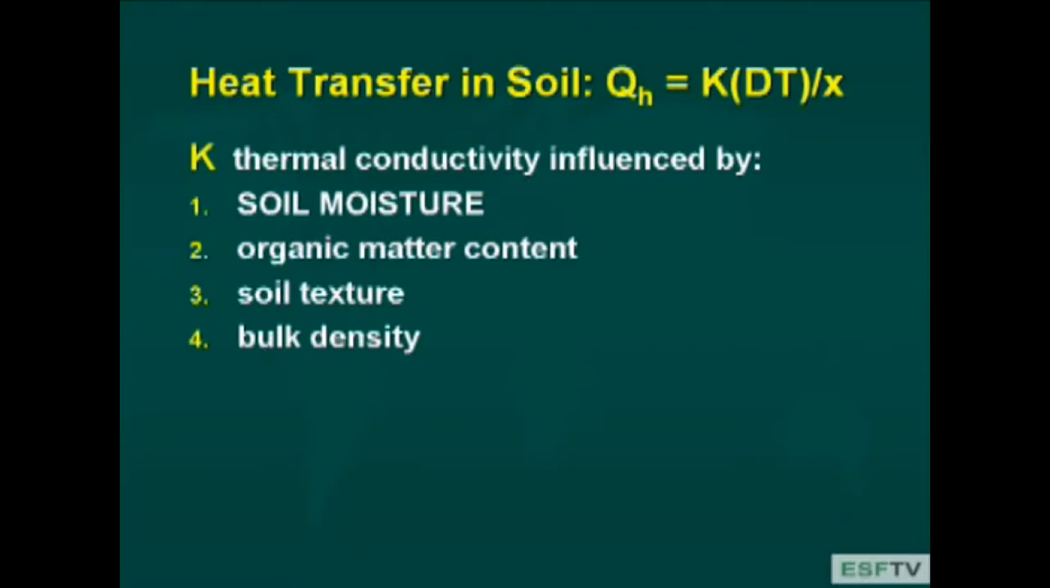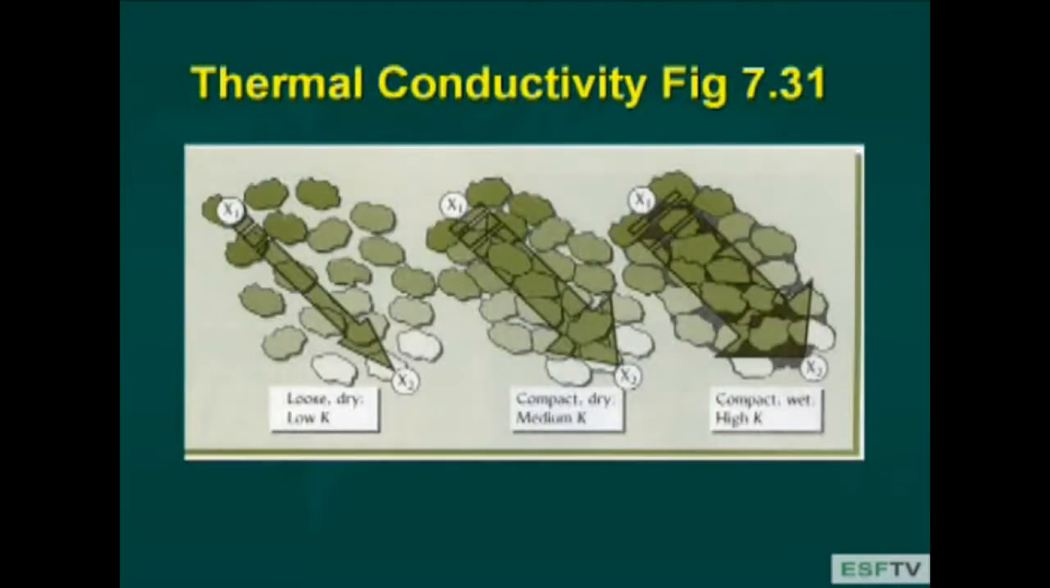There's a nice illustration of this concept in the book, in figure 7.31. This shows some low K, loose and dry soils, and you see there's a lot of airspace illustrated. You compact that same soil, reduce the airspace, and it increases the K, the thermal conductivity. Then you put in water, and it increases it further. So this really illustrates that important aspect of airspace. Air is an insulator, and to the extent that you can reduce the airspace and increase the contact among particles, you increase thermal conductivity. That should be intuitively pleasing to think about. It kind of makes sense.